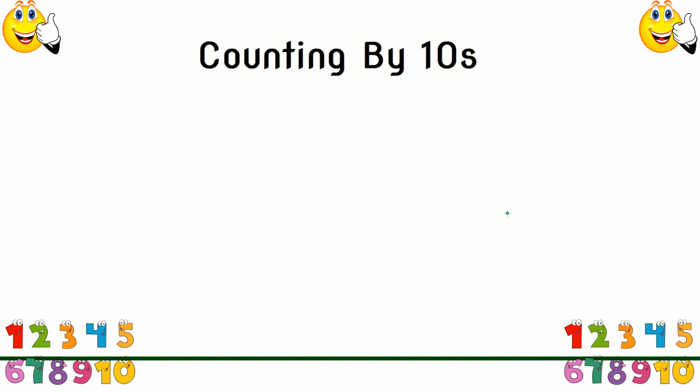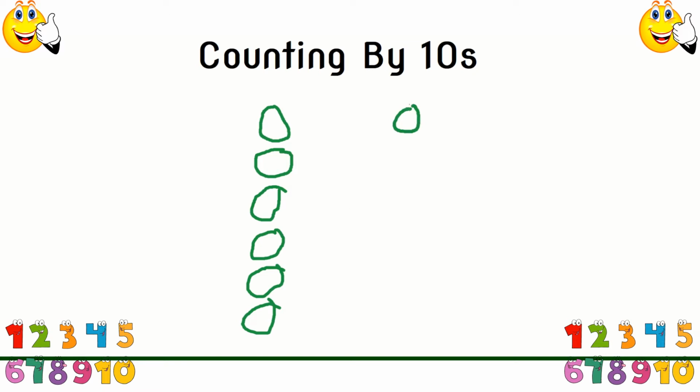Okay, now let's review counting by tens. So when counting by tens, we know that the number always ends in 0. So let's get to it. If it ends in 0, that means that we can have all the zeros at the ends every time. And all we have to do is put the first number in front of it, right?